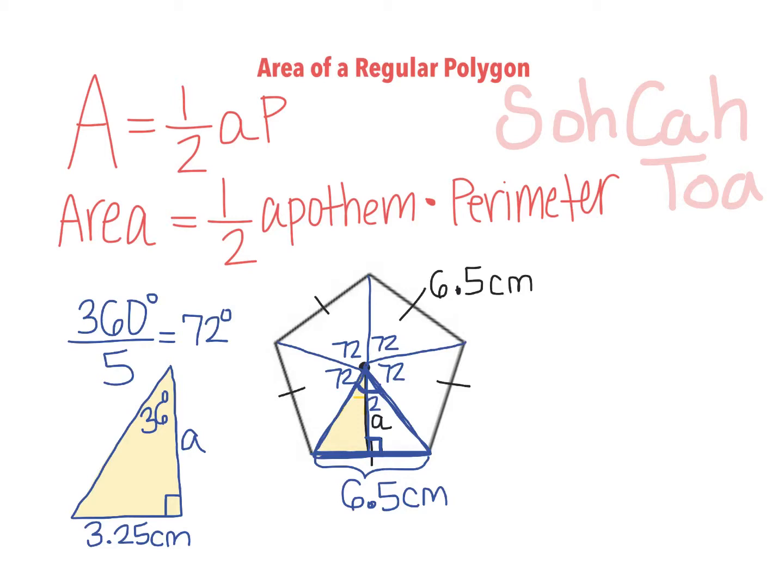I know that my apothem is going to be the adjacent side, right? So this is my adjacent side. And I know that the 3.25 is going to be the opposite side in reference to that 36 degrees. So which of my trig functions has opposite and adjacent? Tangent. So we're going to use the tangent function here in order to solve for our apothem.